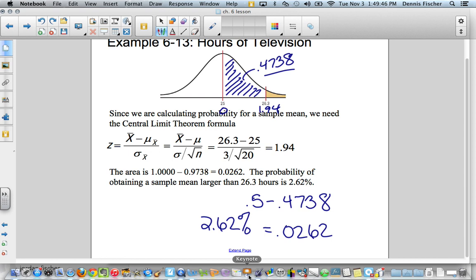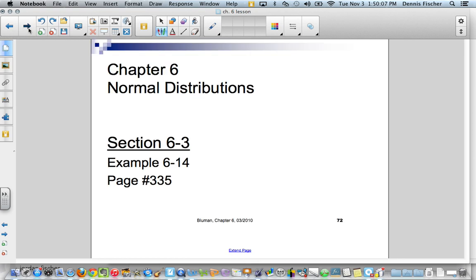Questions on that one? The hardest part of these two problems is to decide which one to use. There are three different formulas. This one is the central limit theorem. There's one we started with, x minus mu divided by standard deviation. And there's another one. So, let's try another one.